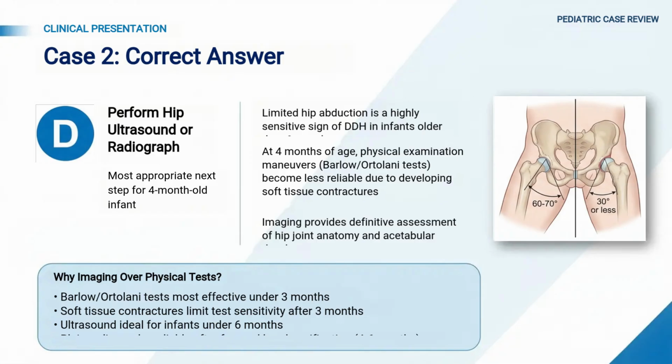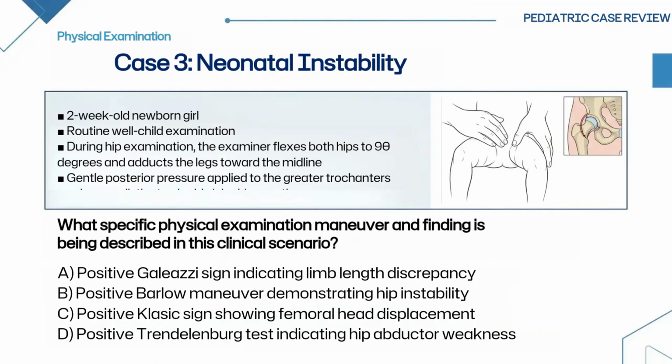Limited hip abduction is a highly sensitive sign of developmental dysplasia of the hip in infants older than 3 months. At 4 months of age, the Barlow and Ortolani physical examination maneuvers become less reliable due to developing soft tissue contractures. Imaging provides definitive assessment of hip joint anatomy and acetabular development. Ultrasound is ideal for infants under 6 months, while plain radiographs become reliable after femoral head ossification at 4 to 6 months of age.